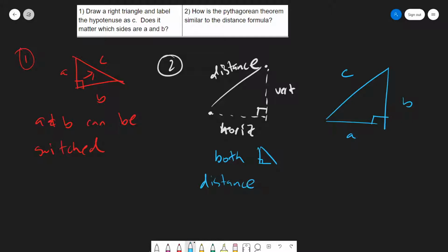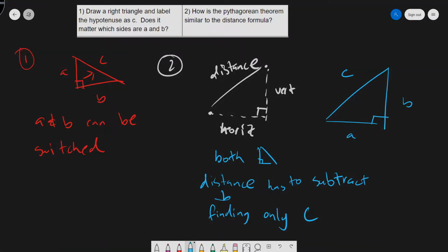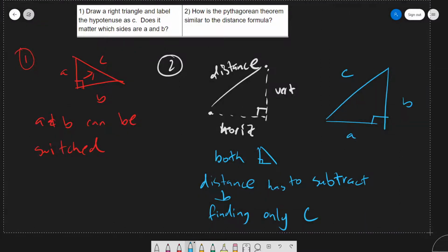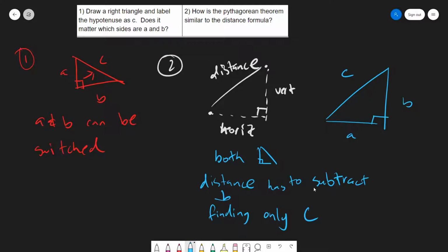Distance has to subtract, whereas with the Pythagorean theorem, you already have the lengths. But they are similar, and in general, distance is like finding only C. So distance is just like finding C because it is like the hypotenuse of a right triangle.